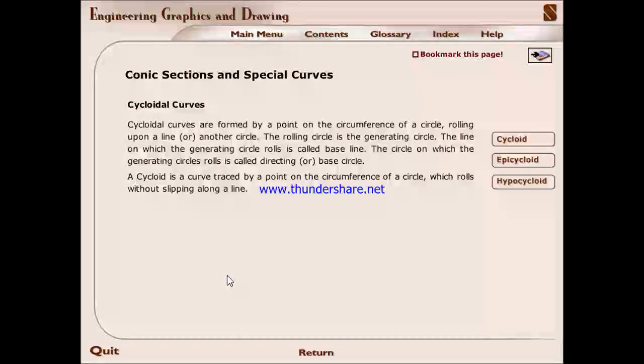Now define cycloid. A cycloid is a curve traced by a point on the circumference of a circle which rolls without slipping along a line. The cycloidal curves are the cycloid, epicycloid and hypocycloid. Now we will go to the individual details of each.